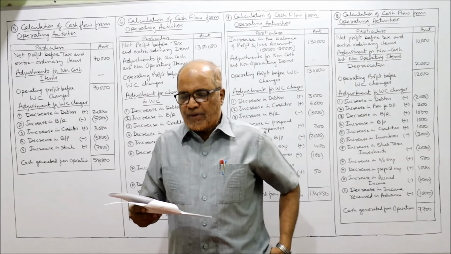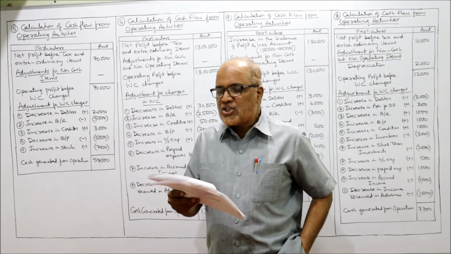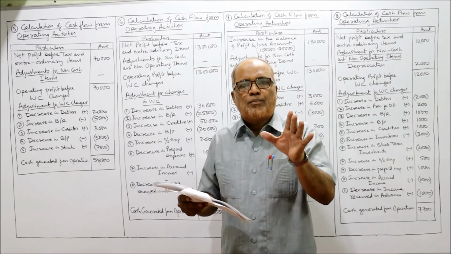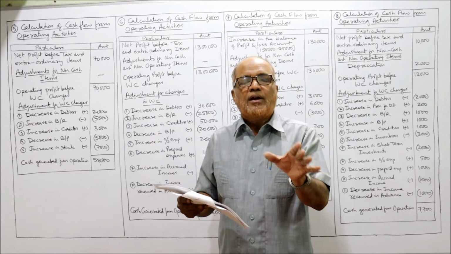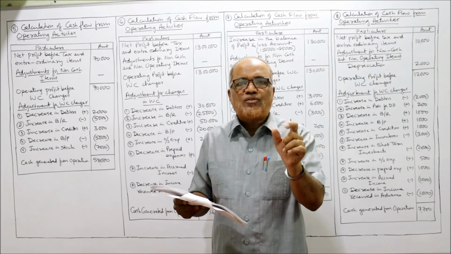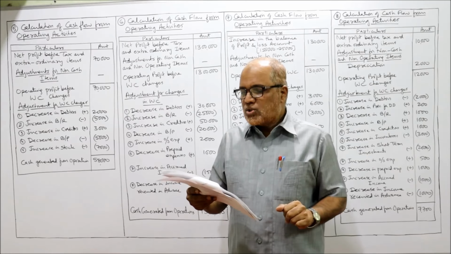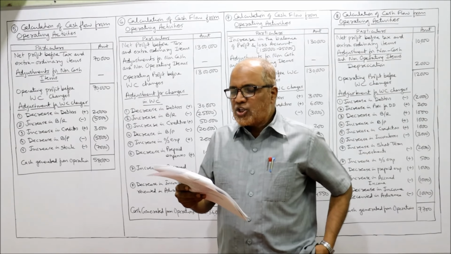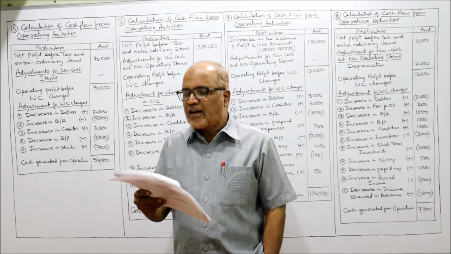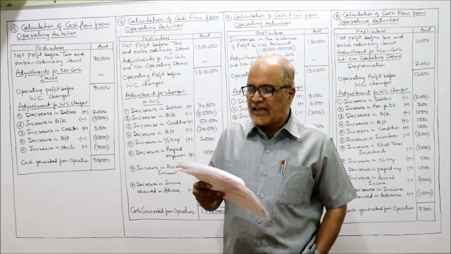Now, the fifth problem. From the following information, you are to ascertain cash from operating activities. It's not a full-fledged cash flow statement problem. It's a short problem. It only asks you to find out cash flow from operating activities. So what is given in the problem? Net profit is given. Last year was 1996 and current year is 1997. So we are given the data for two years, 1996 and 1997.